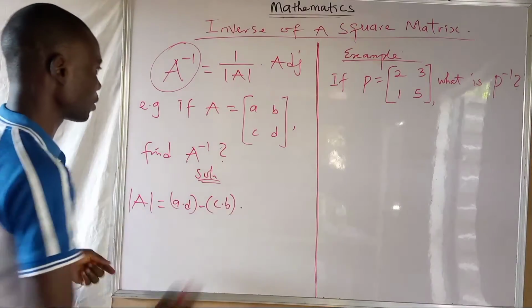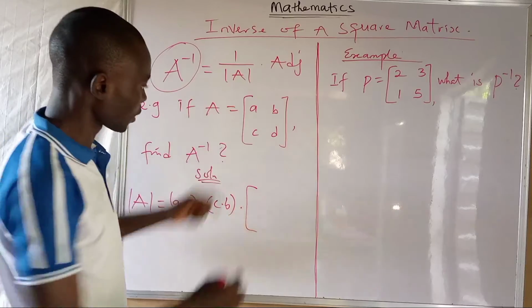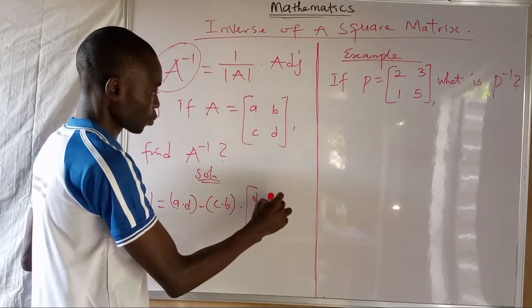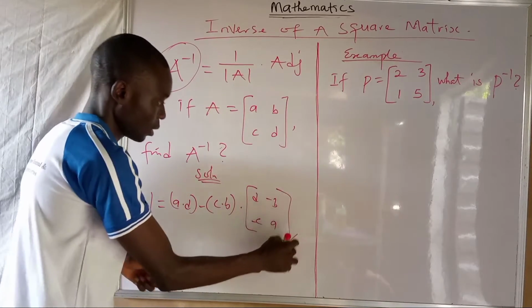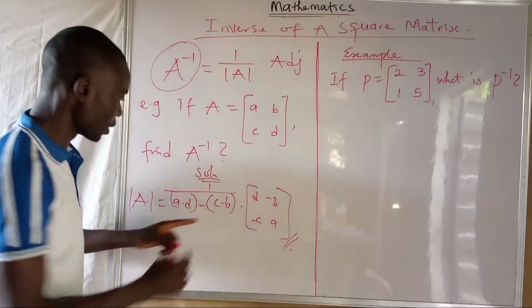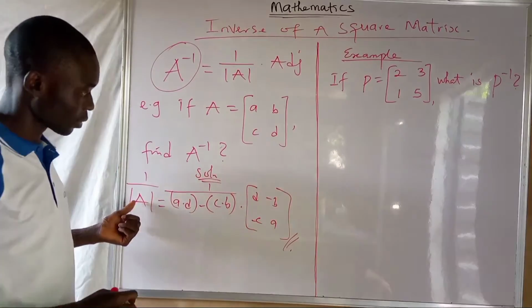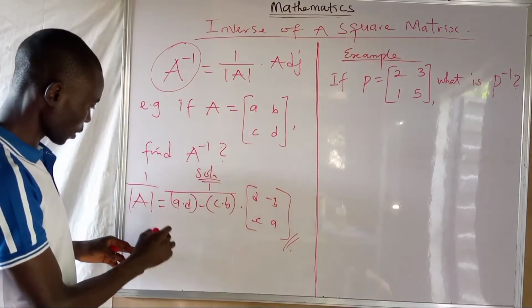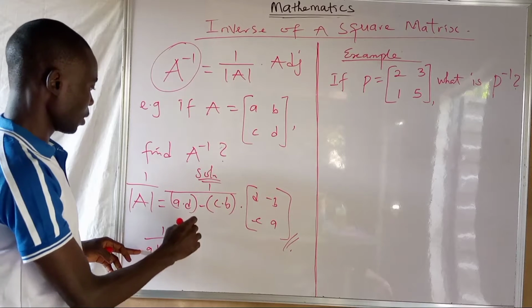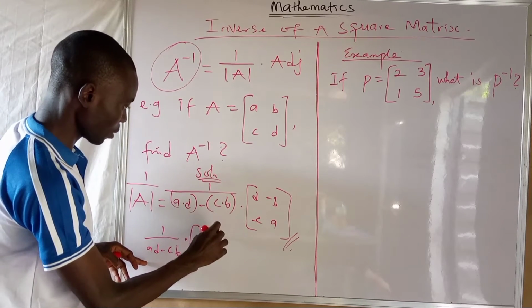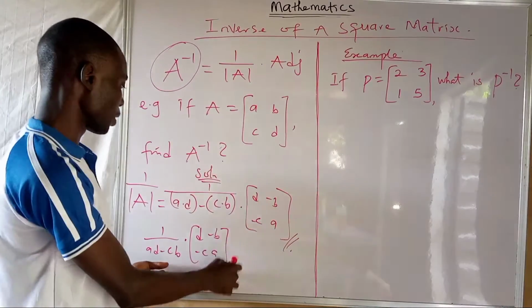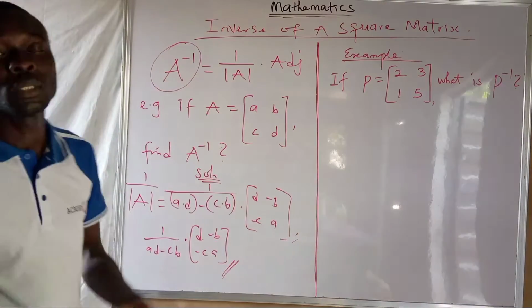Then you multiply by the adjoint, just interchanging element A and D, and applying minus to B and C. It's as simple as that. Now you have to make it 1 over the determinant. So together, if you put this as 1 over the determinant of A, which is AD minus CB, then multiply by D, minus B, minus C, A. If you do this, then it will give you the inverse of the matrix A.